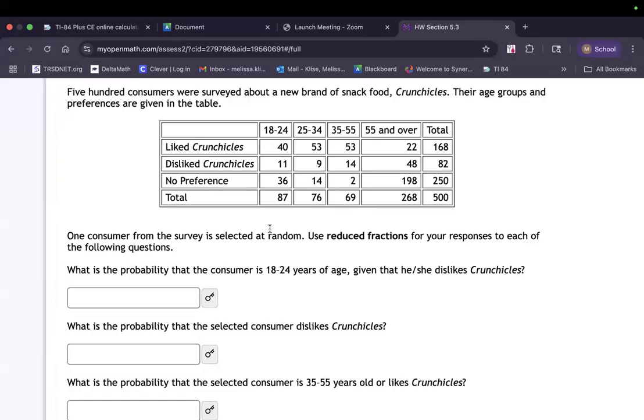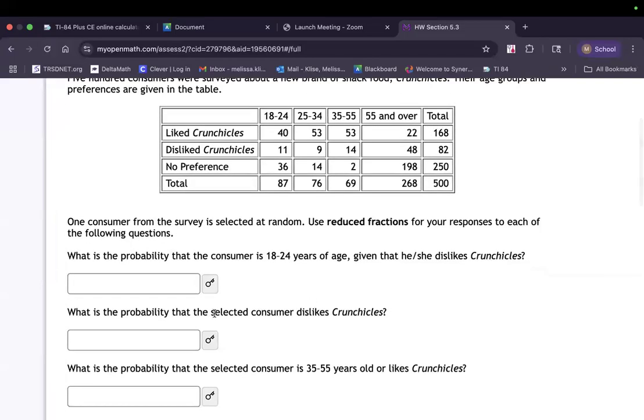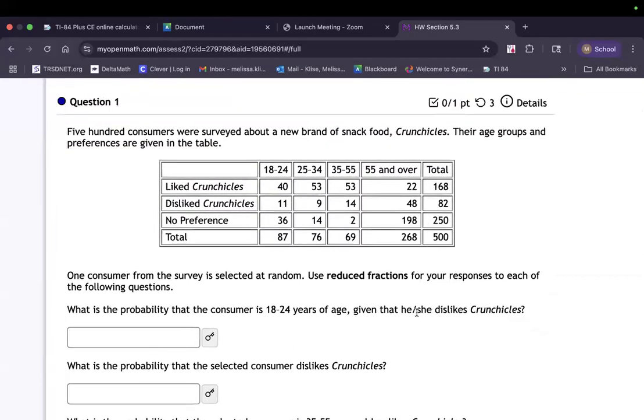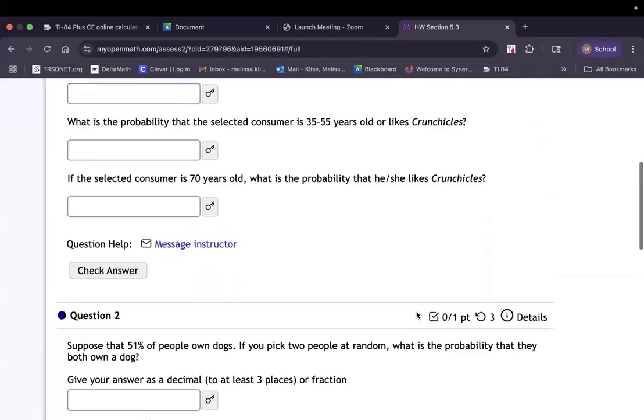Your population is now out of 168 people that like Crunchicles. This given right here shrinks your population. So I would take 40 and divide it by 168, because given that he or she likes Crunchicles, that changes your population to the 168. So pay attention to when it says given.